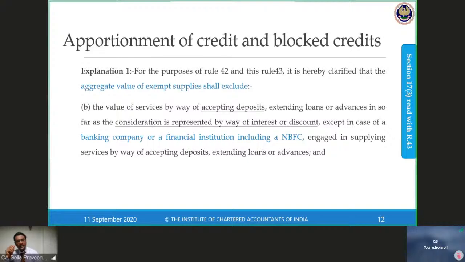This particular explanation says, please exclude your interest income. Please exclude your discount income.